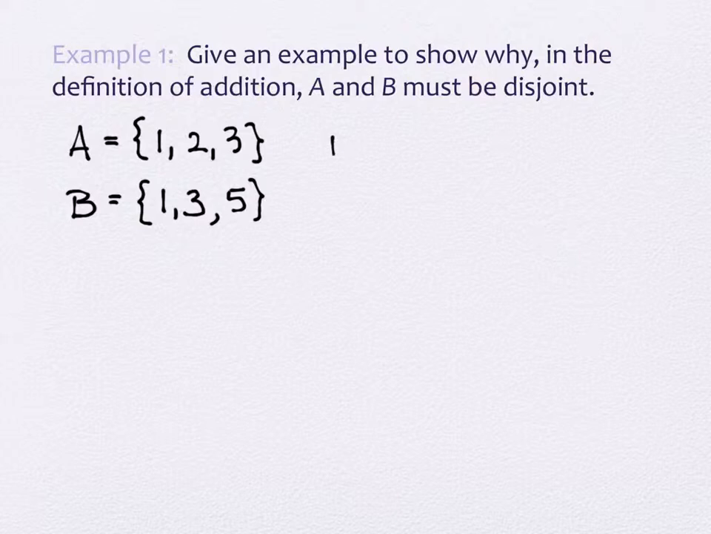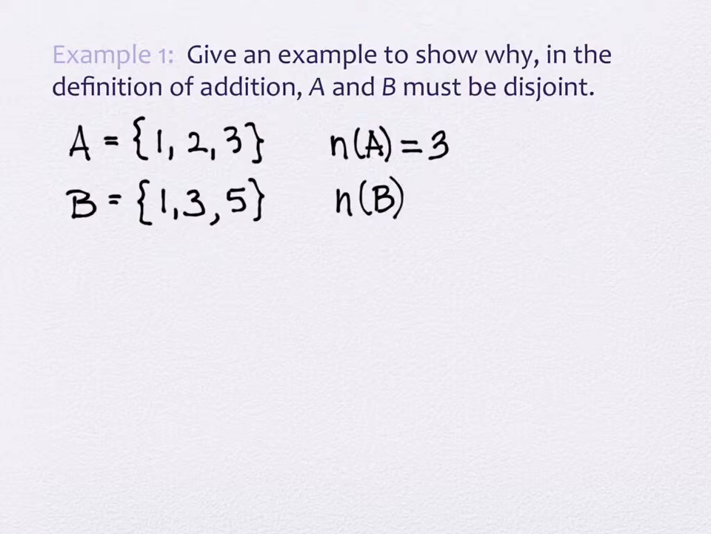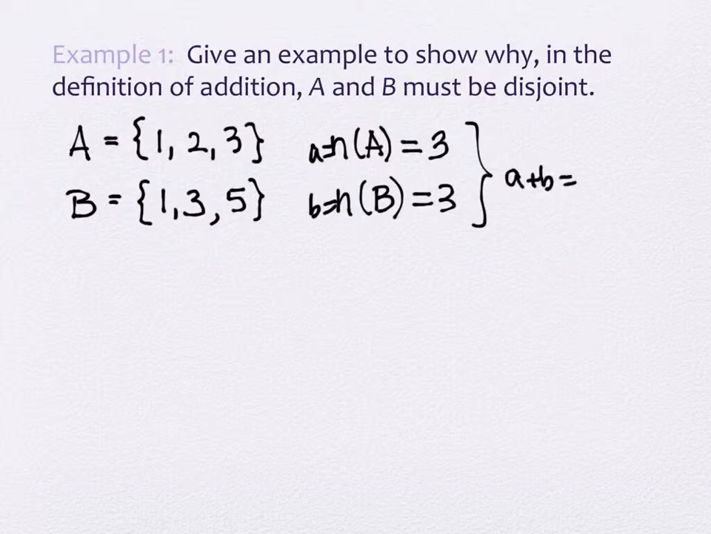So let's count this. How many items are in set A? 3. How many items are in set B? 3. And if I were to add these together, this is the little a in my definition, this is the little b in my definition, and I did a plus b, what would I get? I get 6.